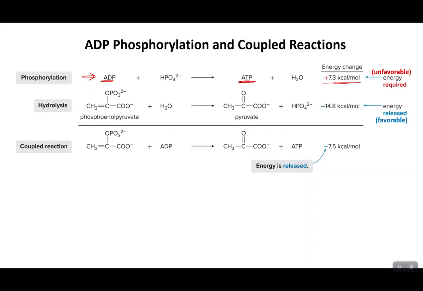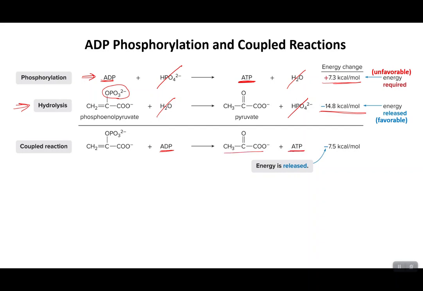So here we are coupling that with the hydrolysis of phosphoenolpyruvate, because this molecule has a phosphate group here that, when it gets hydrolyzed, releases a lot of energy. It releases negative 14.8 kilocalories per mole. So when I combine these two together, when I couple them, these will cancel, and I am left with phosphoenolpyruvate plus ADP being converted to ATP and the pyruvate molecule.